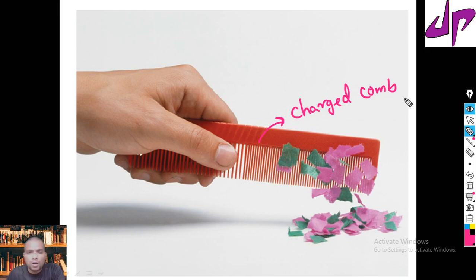We know how this comb gets charged. Suppose we do vigorous combing, so this plastic material gets charged. Now here is the question: these are pieces of paper. How does this charged comb attract these papers? Initially these are not charged, they are neutral.